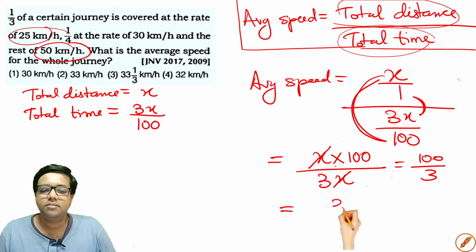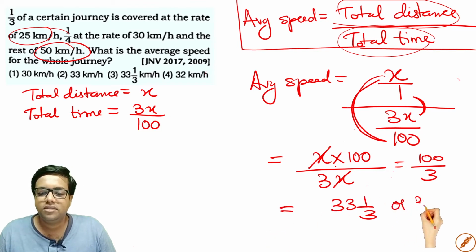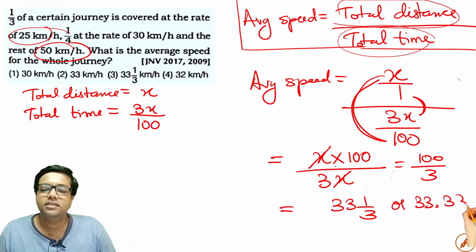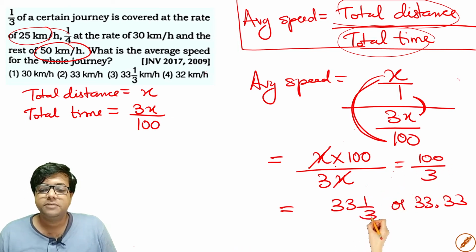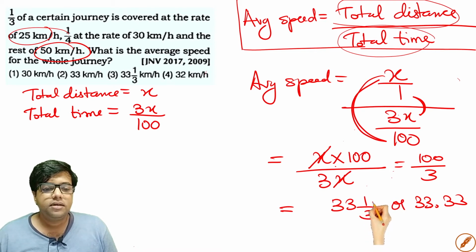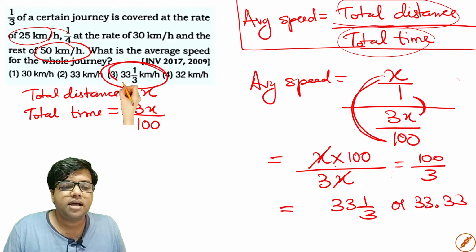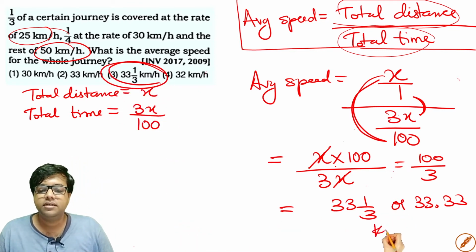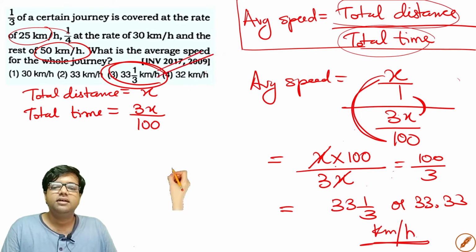100 by 3 is nothing but 33 1 by 3, or 33.33. This value should be memorized. So 33 1 by 3. And in the answers, do we have 33 1 by 3 anywhere? Yes. Average speed is equal to 33 1 by 3 kilometer per hour. Option 3 is the right answer.